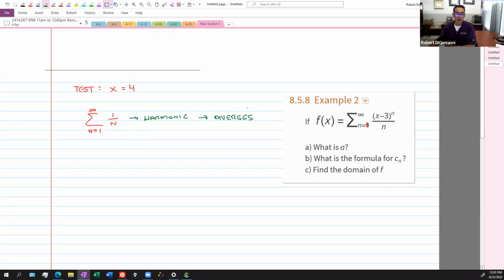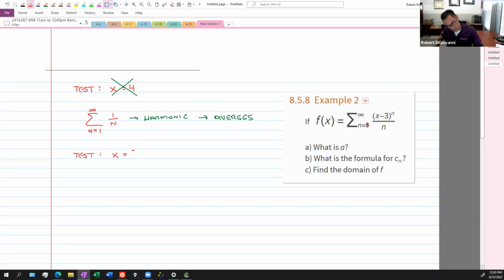Which means, do I want to include x or do I not want to include x? I do not want x in my answer here, because plugging x into this function is like basically turning it into this harmonic series, which diverges. Let's test the other endpoint.